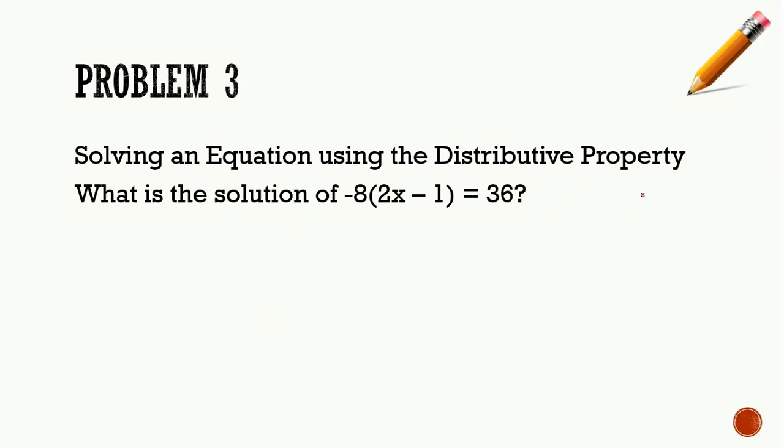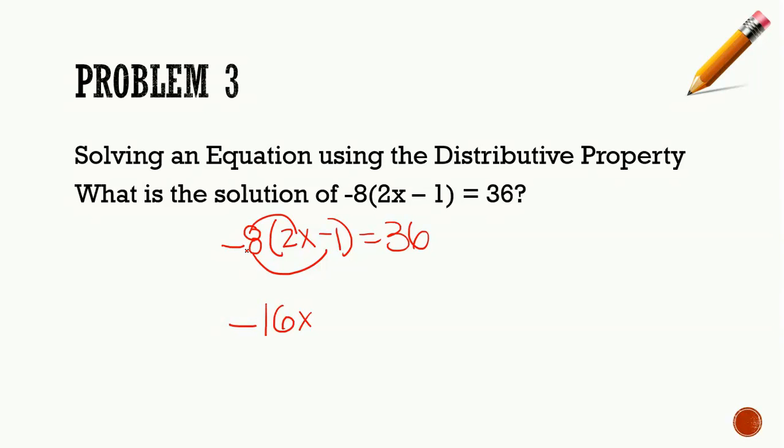Here's where it gets a little bit more interesting. So I got distributive property here. So I need to use the distributive property, which we learned about last unit. So I'm going to use my distributive property. So negative 8 is going to multiply by both those guys. So negative 8 times 2x. So negative 8 times 2 is negative 16x. And then negative 8 times negative 1 is a positive 8.